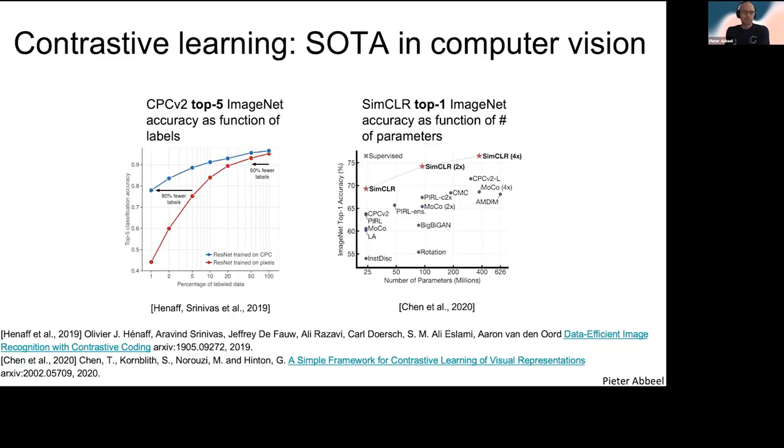If you look at the state of the art in computer vision, for many, many years it was all pure supervised learning. But as of 2019, the plot on the left shows that with a combination of supervised and unsupervised learning, it became possible to outperform pure supervised learning. In fact, in the low data regime, where the horizontal axis is the amount of labeled data and the vertical axis is accuracy, so higher is better, complementing your supervised learning with, in this case, CPC, a specific type of contrastive learning, helps significantly.